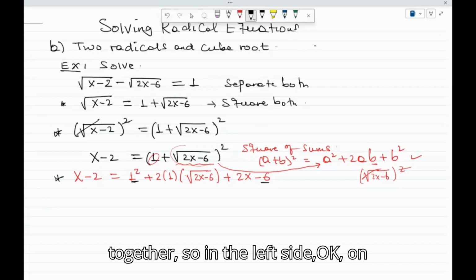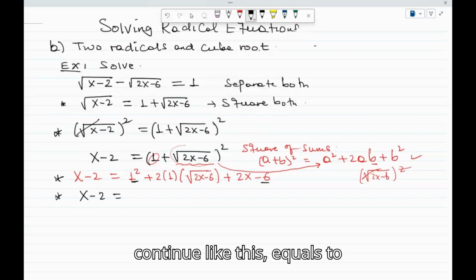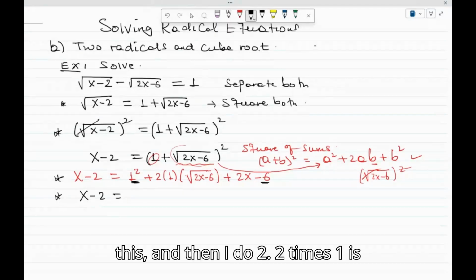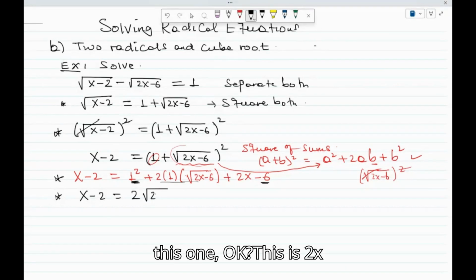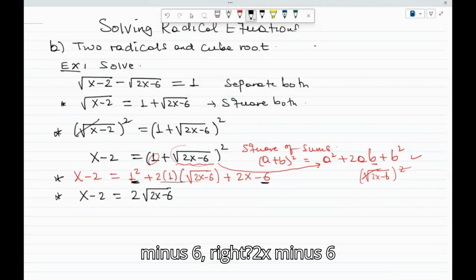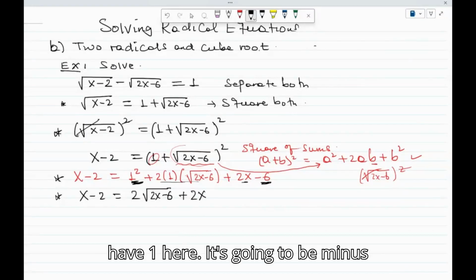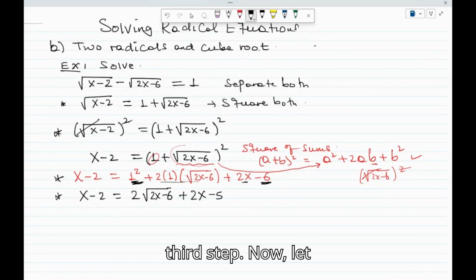So on the left side, the x minus 2 will continue like this, equals positive 1 and negative 6, which is negative 5. So I just forget about this, and then I do 2 times 1, which is still 2, times the square root of 2x minus 6, plus 2x. Now instead of negative 6, because I have 1 here, it's going to be negative 5. This is the simplified form for the first step.